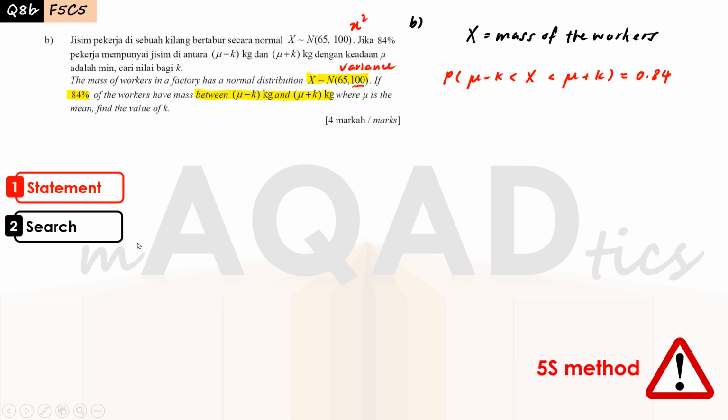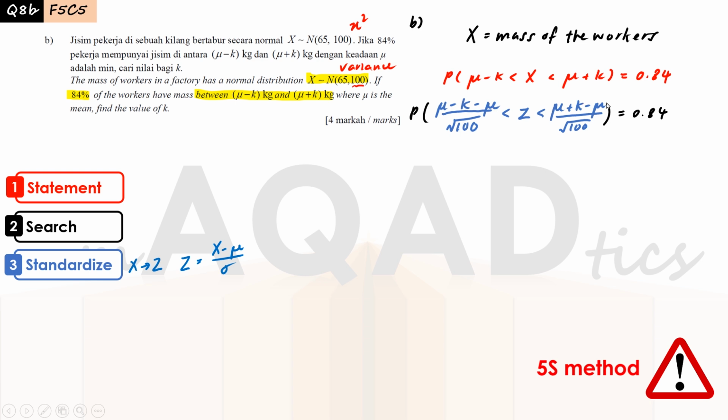Okay, the third S would be standardizing. So standardize would be changing the X to Z using this formula: x minus mu, divide with the sigma. So minus the mean, divide with the standard deviation.